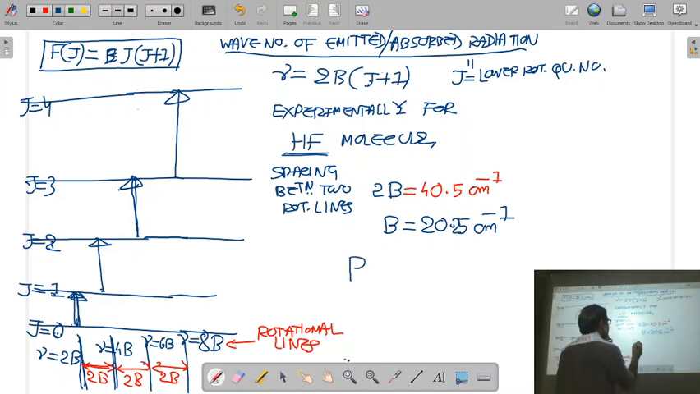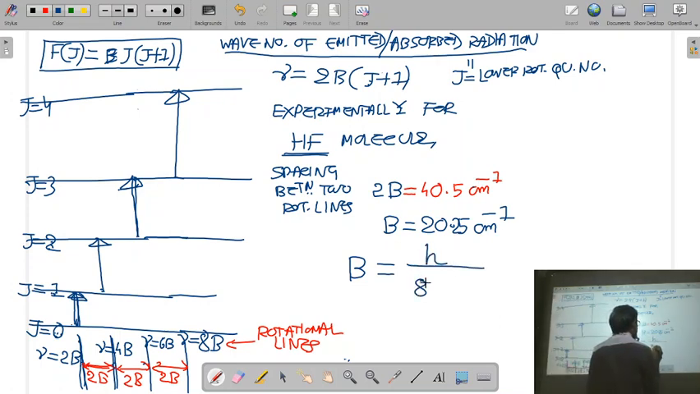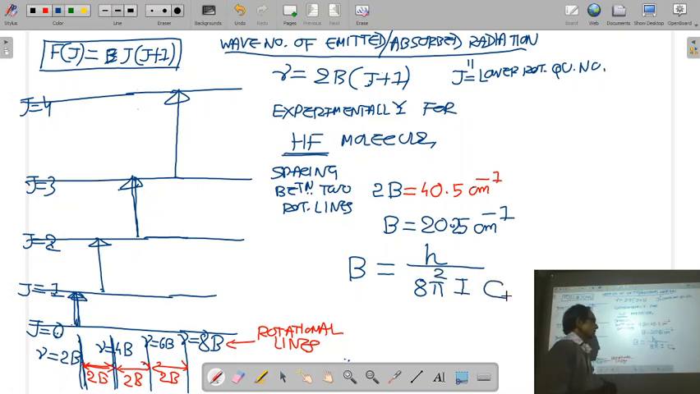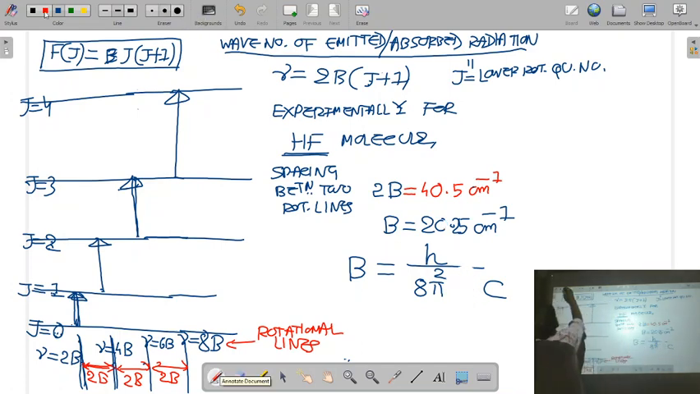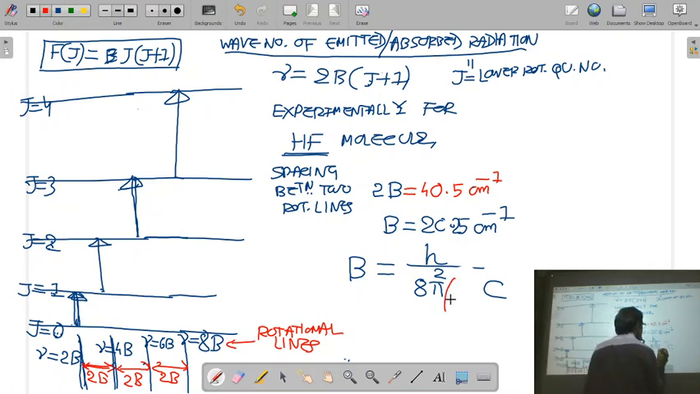Now you know the equation of rotational constant B. What is the rotational constant B? h upon 8 pi square I c. The equation of rotational constant B is h upon 8 pi square I c. You can put I is equal to mu r square. I, the moment of inertia of the HF molecule, will be mu r square.